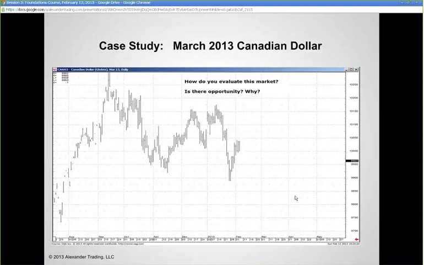So how do you look at this market? Look at the Canadian dollar here, and what do you see? Is there an opportunity here? How so? What is the opportunity? This is a bar chart. What are we seeing here? I mean, there's no indicators on here. Where's the opportunity? David, what's the KRA that this is near?